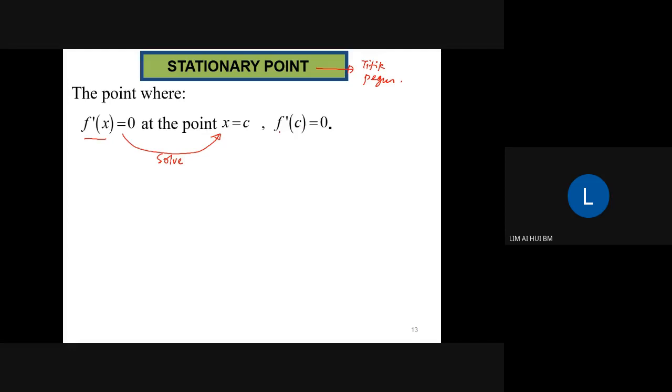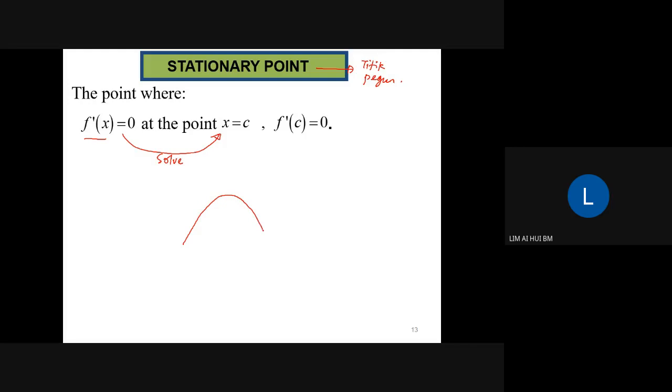So in other words, you can say that f prime c is equal to 0. F prime c, what does it mean? It means that you substitute the value of c, x equals to c, into your f prime x. All right, then it equals to 0. This shows that the stationary point happened at x equals to c. So why we say that f prime x equals to 0 when it happened at the stationary point? Because stationary point adalah macam tu.